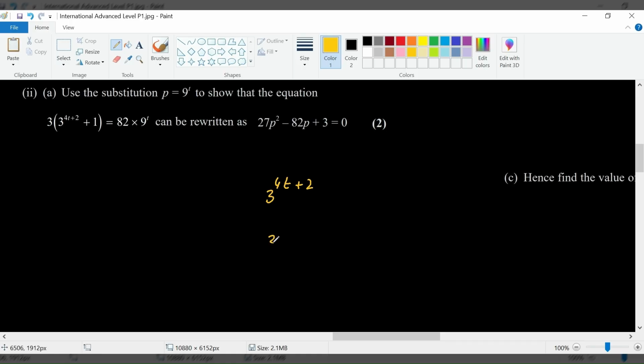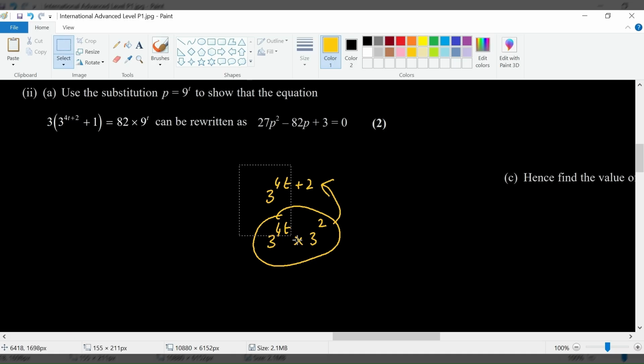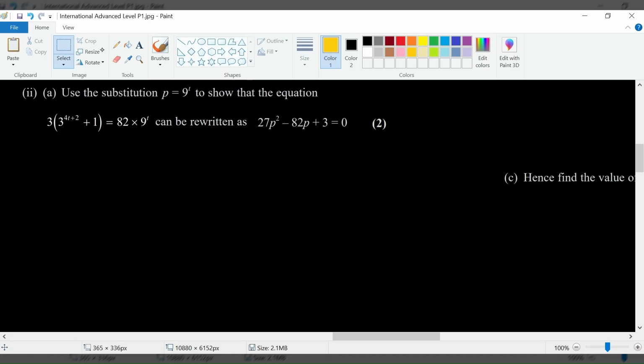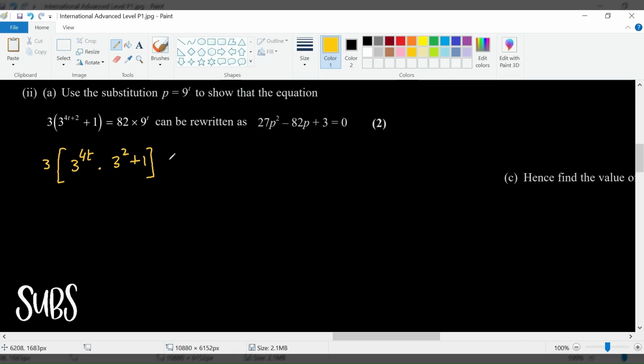Or I can write this as 3 to the power 4t times 3 square. Okay, so when I simplify this one, I get this. So this concept is to be very clear in your mind. So I will write the first part of this equation in this way. Now this is 3 to the power 4t, and a multiply sign we can write here, and 3 square plus 1. Now this is equal to 82 times 9 to the power t.